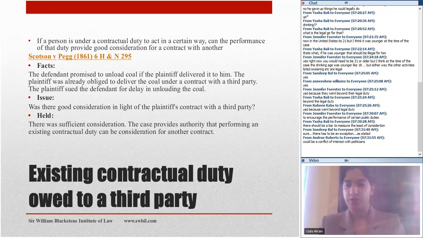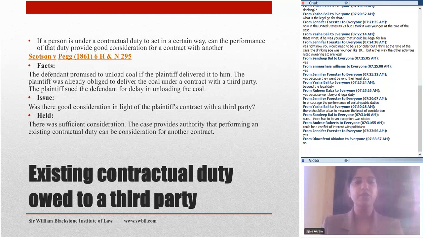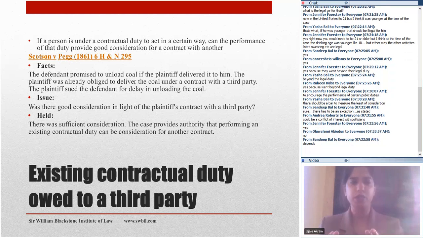Another type of duty that we are going to discuss is an existing contractual duty owed to a third party. So if a person is under a contractual duty to act in a certain way, can the performance of that duty provide good consideration for a contract with another? What do you think? So if a person is under a contractual duty with one party, can the performance of that duty provide good consideration for a contract with a third party?